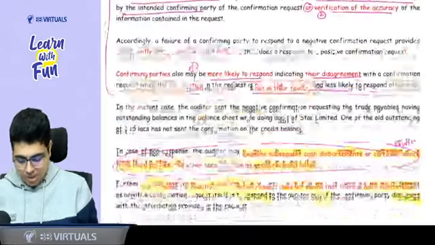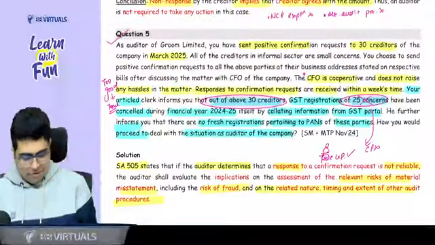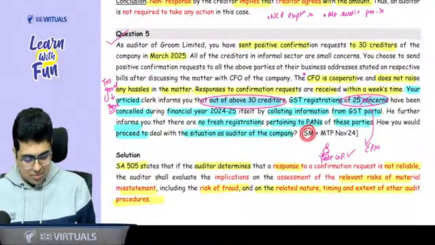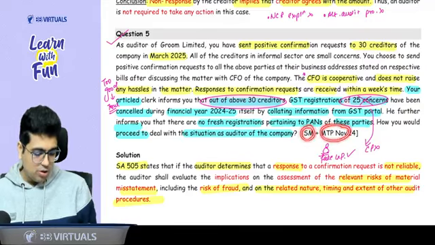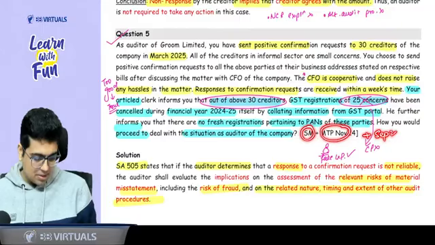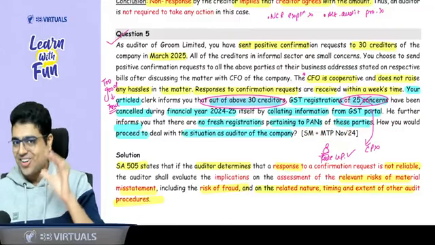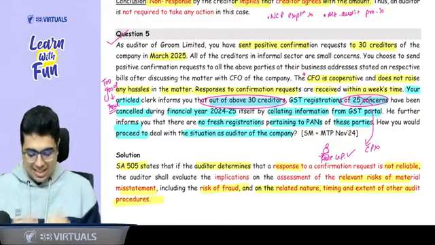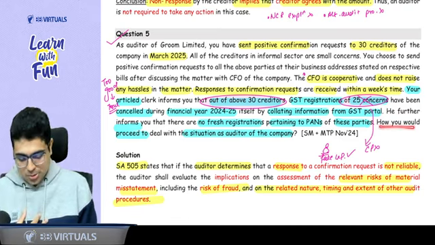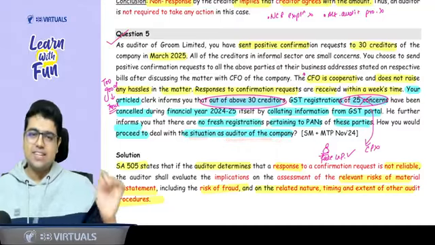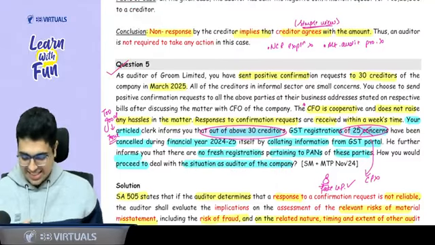Yes. So we have a question number 5. This question is there in your study material. MTP November 24, also asked in September 25 exams. Oh my God. Are you ready? Yes, sir. Last line. How will you proceed with the situation as an auditor? Sir, we need to read the whole question. Let's see what it says.